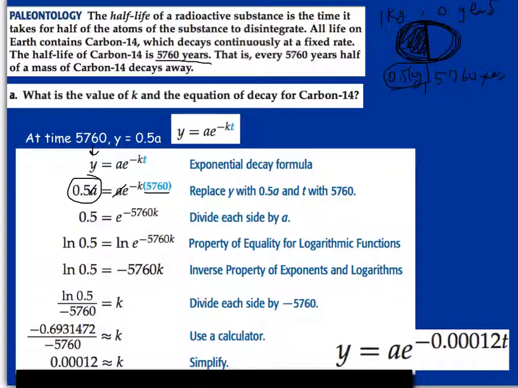And so over here, this is now my equation, because I don't know my initial amount, I don't know my time, but I can create a general formula for carbon-14. This is the equation of decay for carbon-14. So if I just know my initial amount and the amount of time, I can calculate how much carbon-14 I'll have left over.